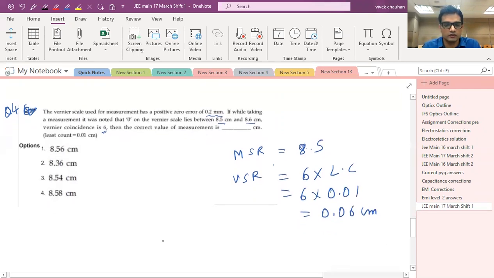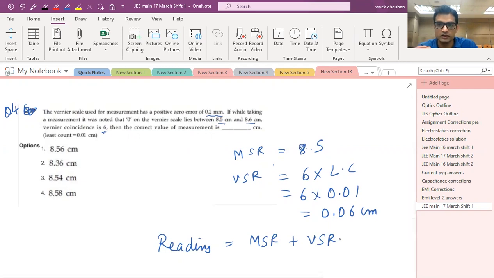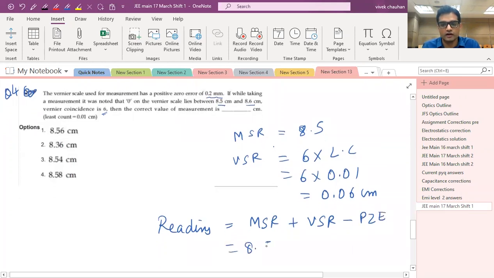So overall reading will be main scale reading plus vernier scale reading. But in this question, it is given that there is a positive zero error, and positive zero error is always subtracted from the reading. So we'll subtract positive zero error. So it will be 8.5 plus 0.06 minus 0.2 mm, that is 0.02 centimeter. So this will be 8.54 centimeter. So option 3 will be correct.